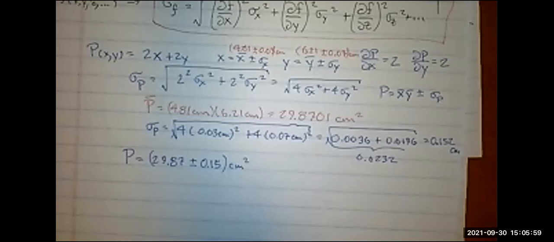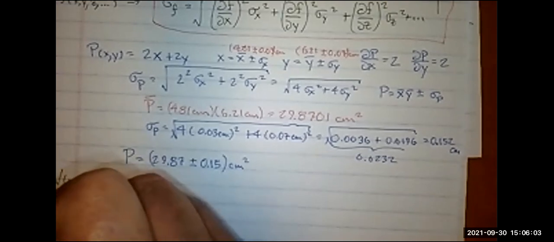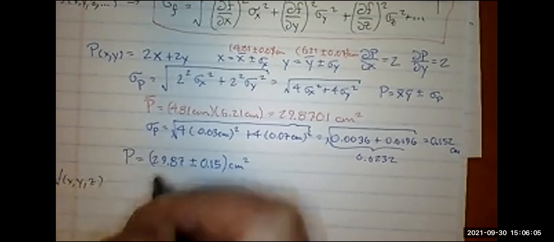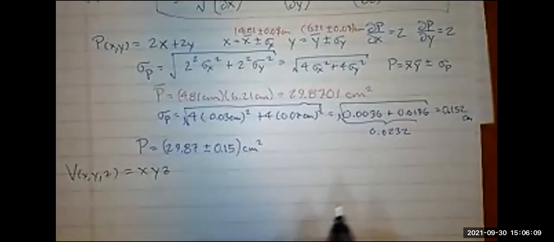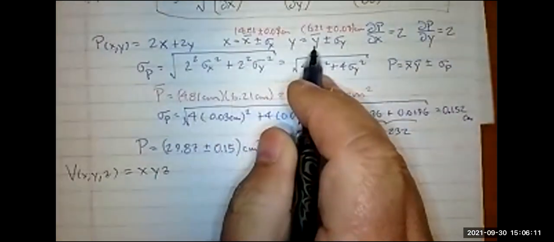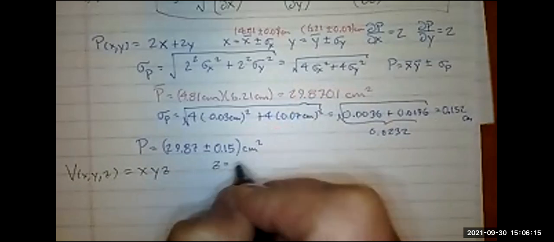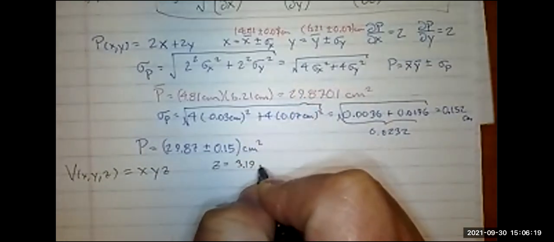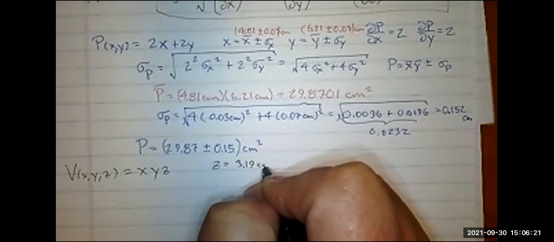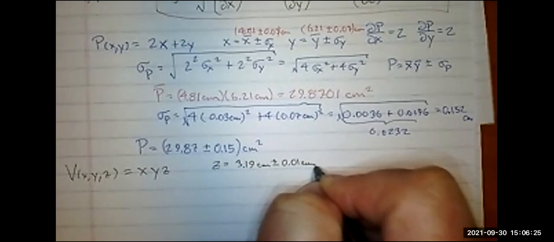So this other example is going to be V of X, Y, Z is equal to X times Y times Z. And let's use those X's and sigma X's up there. And I'll say Z is equal to 3.19 centimeters plus or minus 0.01 centimeters.